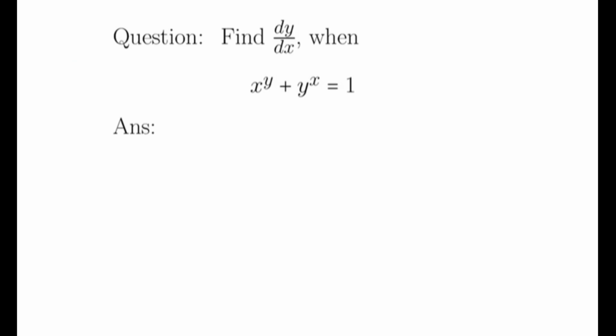In this video, we'll find dy/dx from the equation x^y + y^x = 1. So, first, we will write this equation as z1 + z2 = 1, where z1 is x^y and z2 is y^x.